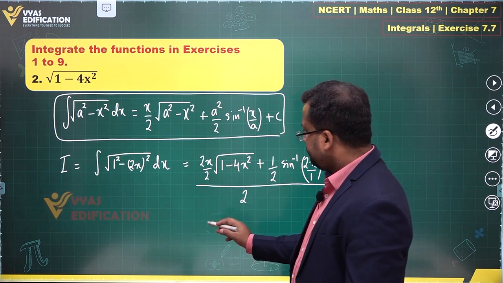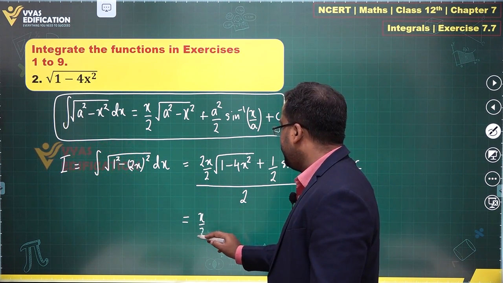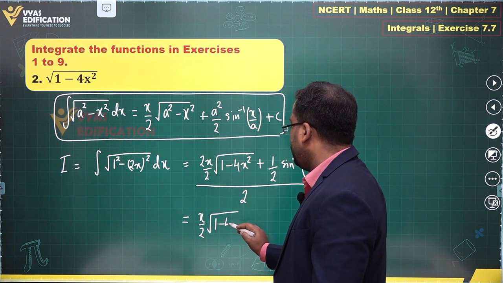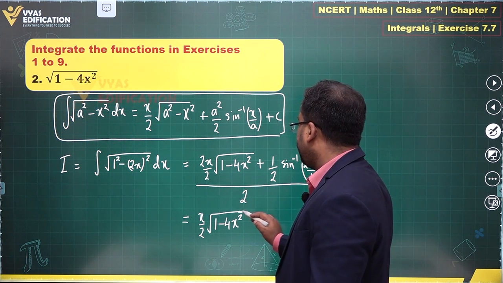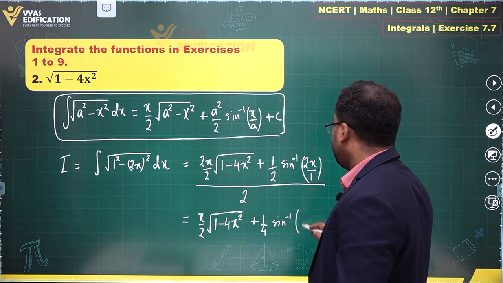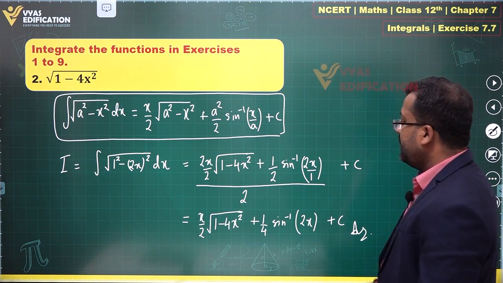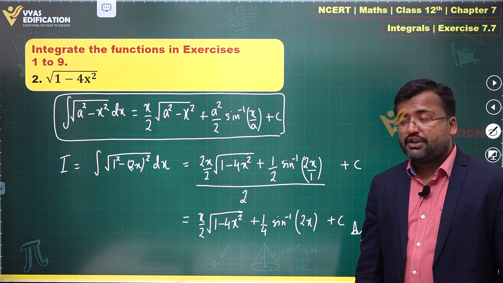Yes. So what does this become at the end of the day? This becomes x by 2 under root of 1 minus 4x square plus 1 by 4 sine inverse 2x plus constant, and that is my required answer for this particular second question, as you can see behind me.